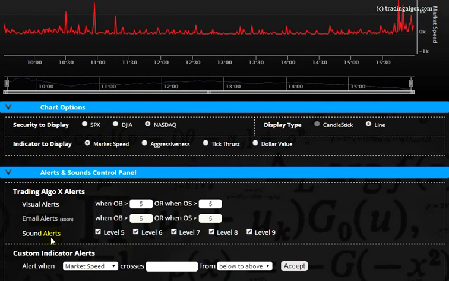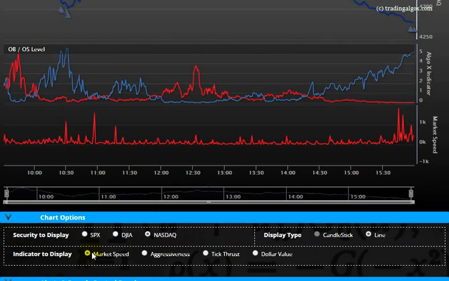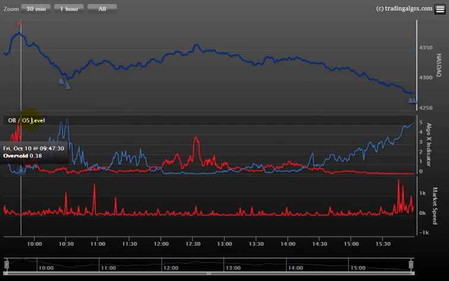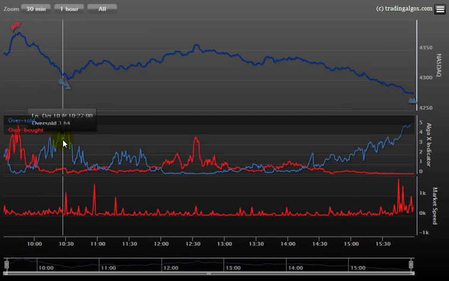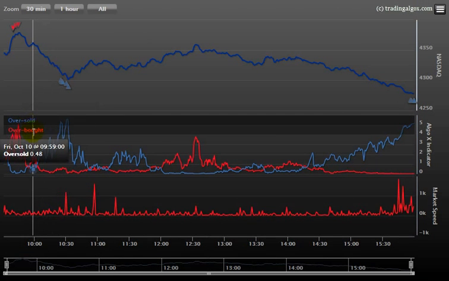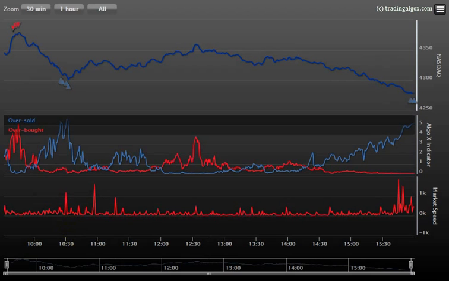A little bit lower down here, you have the options of setting visual alerts and sound alerts. We have email alerts, which are coming soon, and custom indicator alerts, which are for the auxiliary indicators. When I mentioned the overbought and oversold levels, you can set the visual overbought level, for example, at a level 4, and you get these levels to change. I'm going to move this back to level 5.